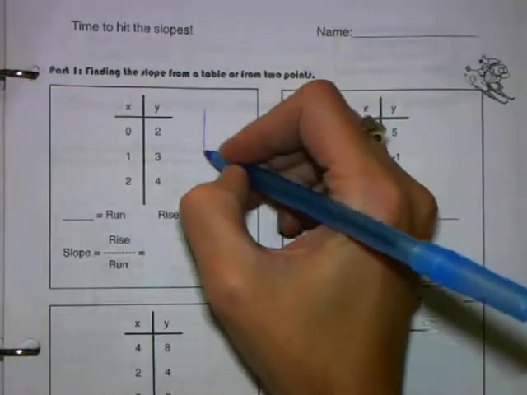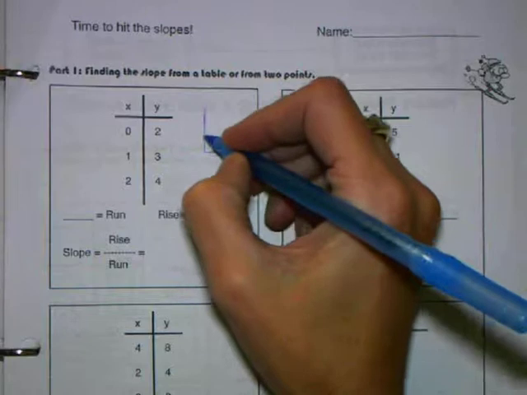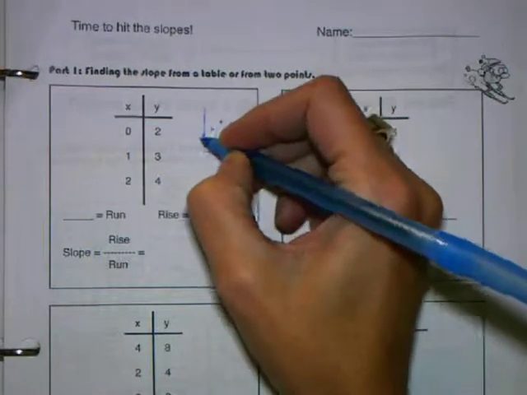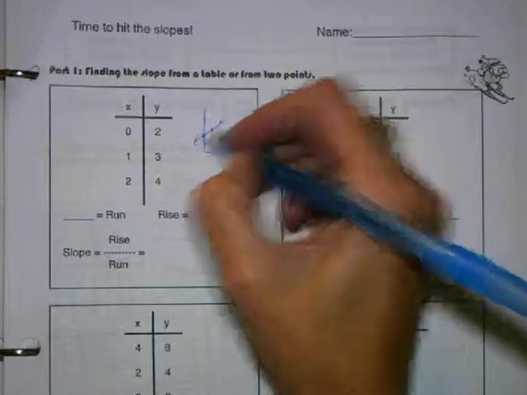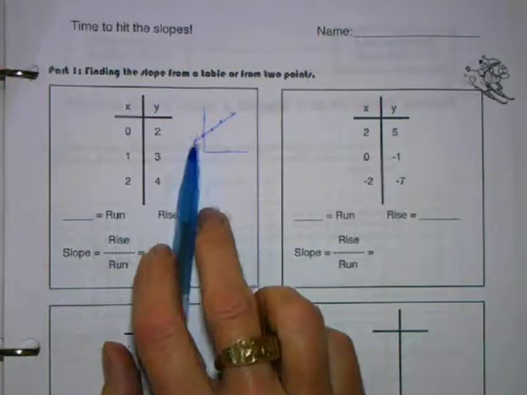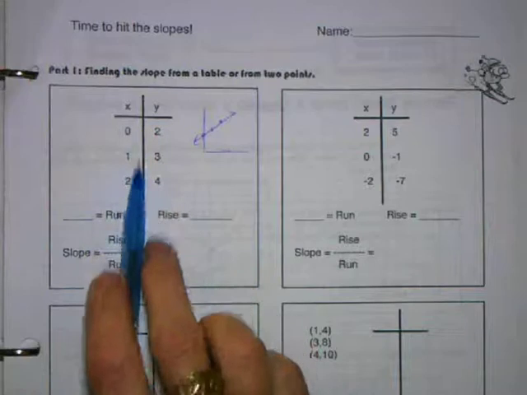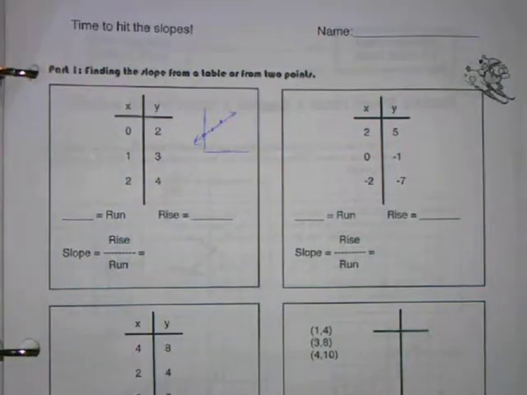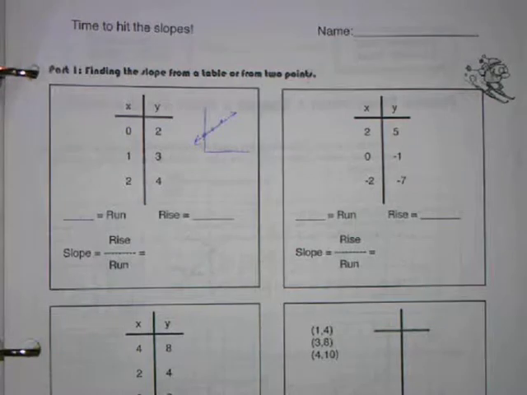If we wanted to, we could graph this line, (0, 2), (1, 3), (2, 4), and then we could connect those. And the question that we're trying to answer is, what is the slope of that line? What is the slope of the line that goes through those 3 points? If we remember that the slope of a line is the rise over run, we need to calculate the rise and the run using these points.